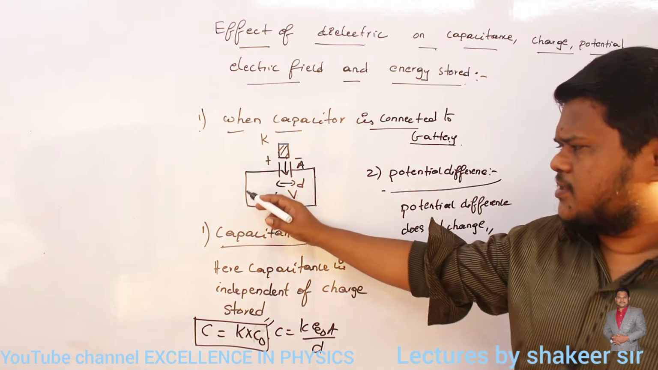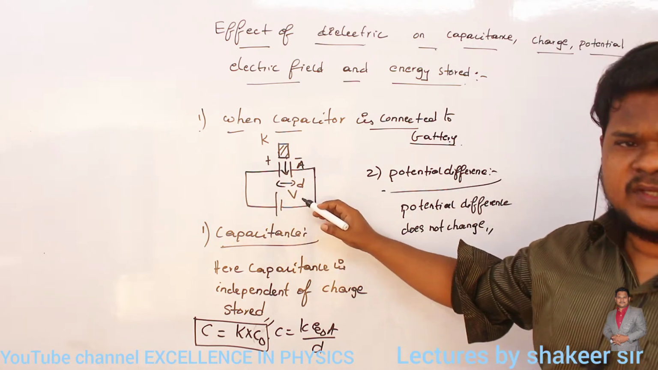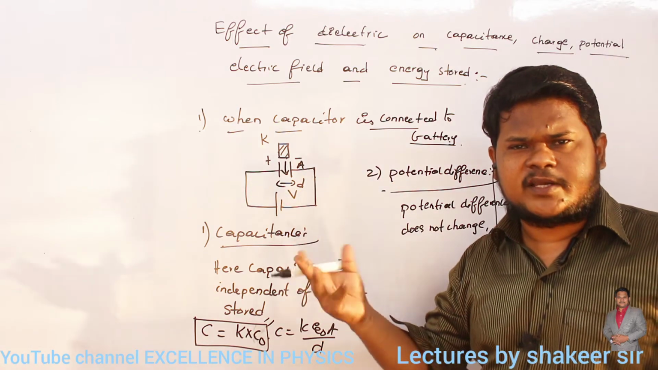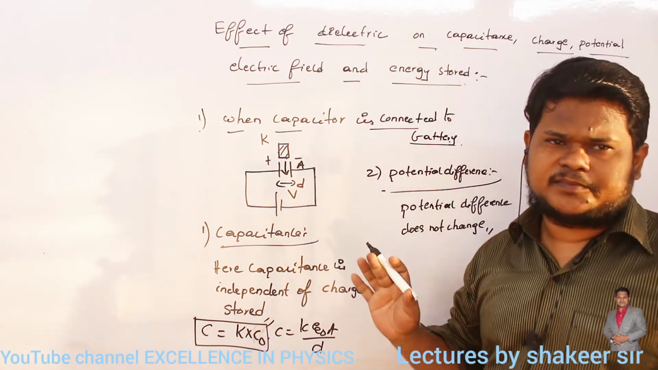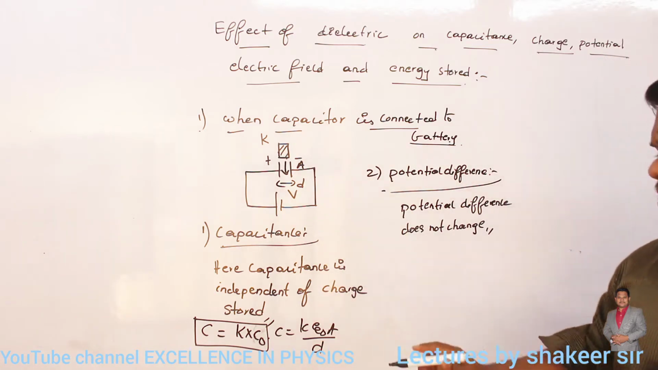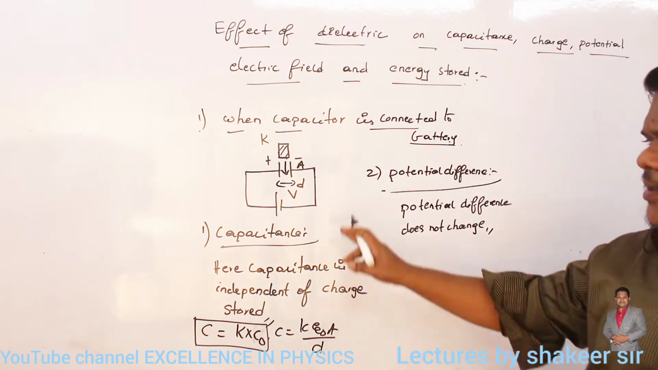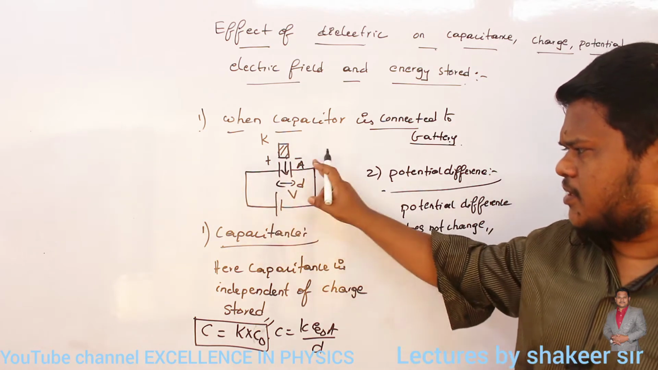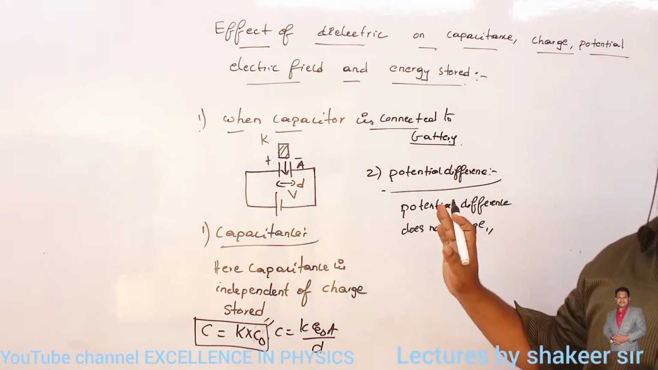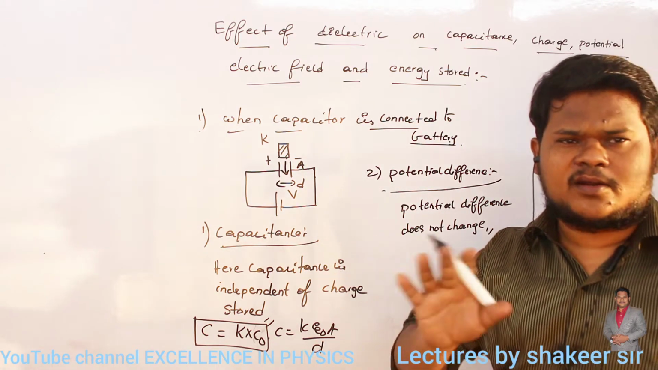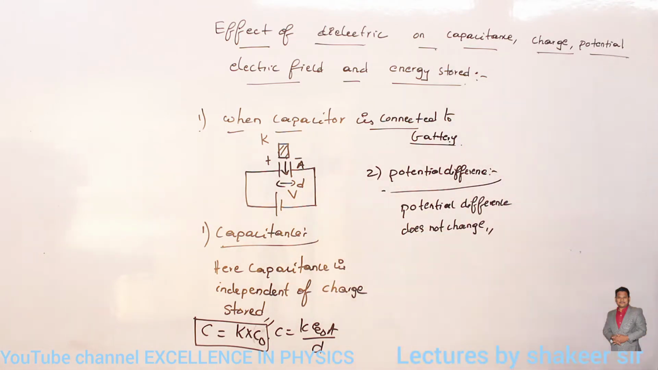Why does the potential difference not change? Because the capacitor is connected to the same battery. So until the battery is not changing, the potential difference between the plates of the capacitor also will not change. Here the potential difference is not going to change because this capacitor is connected to the same battery. The potential of the battery cannot change, so the potential difference between the plates of the capacitor also cannot change. So that is the condition.